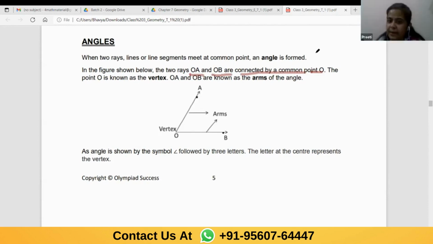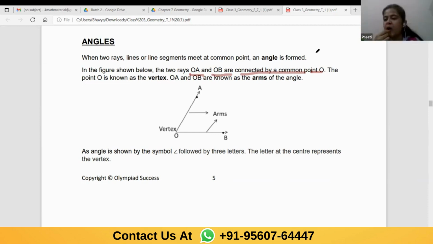When you name an angle, your vertex will only come in the center. If you say ABO, that means one of the rays is AB, the other ray is OB, and B becomes the center point. So, ma'am, if there is a triangle, what will it be? I will go to the triangle also.